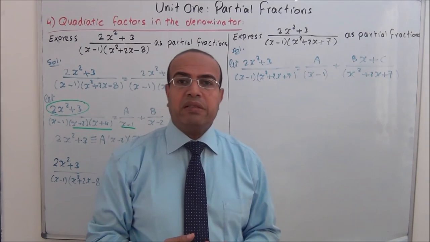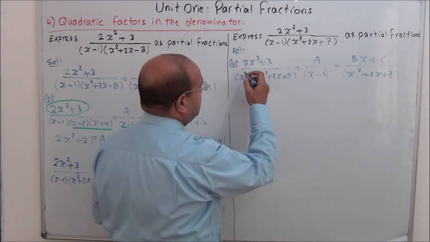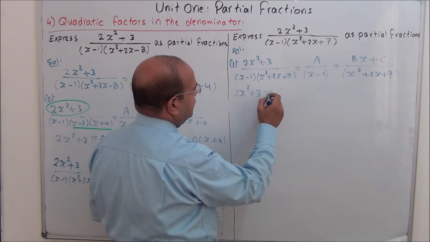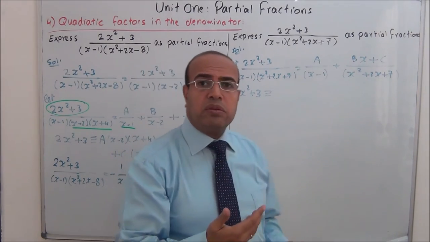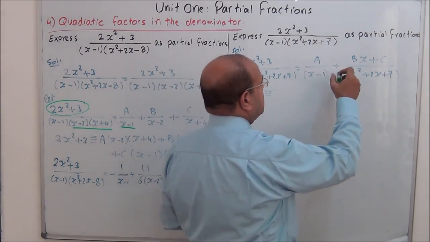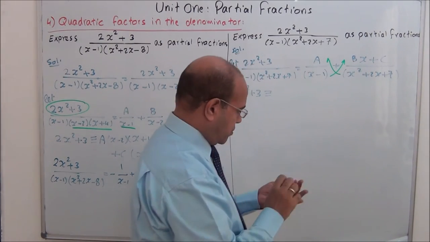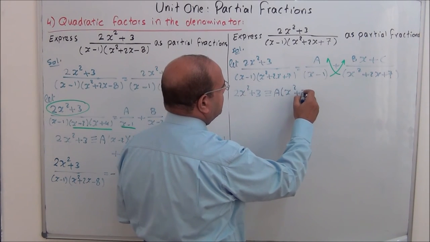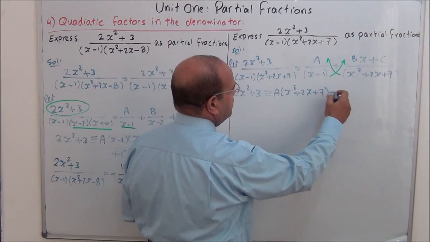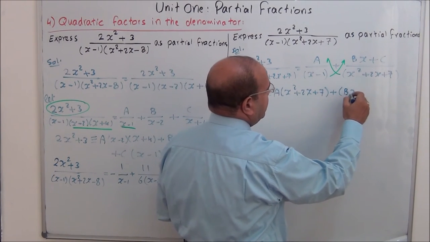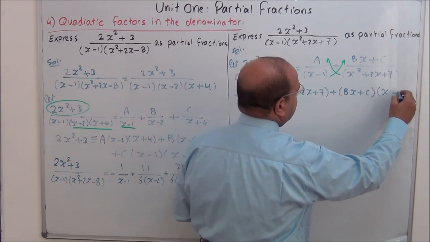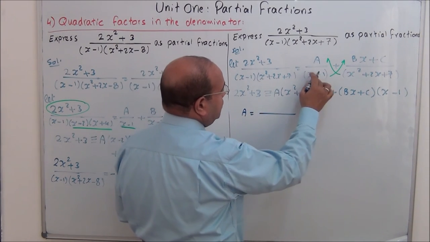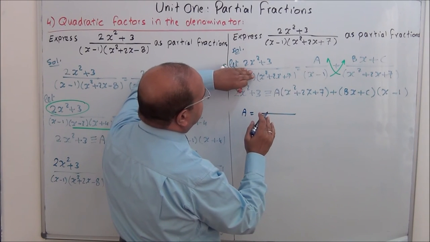Before anything, we have to write the identity sentence. The identity sentence is that (2x squared plus 3) over the denominator equals identically a over x minus 1 plus bx plus c over x squared plus 2x plus 7. Because they are two fractions, we can use the scissors method. So it's a multiplied by x squared plus 2x plus 7, plus bx plus c multiplied by x minus 1. So we can get a by using the cover-up method.